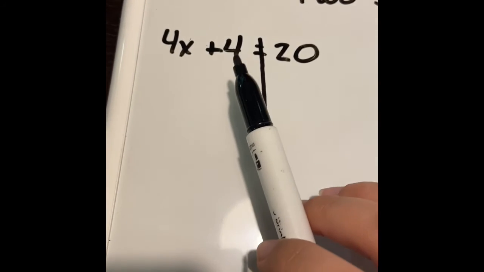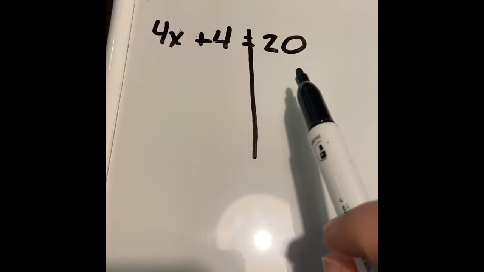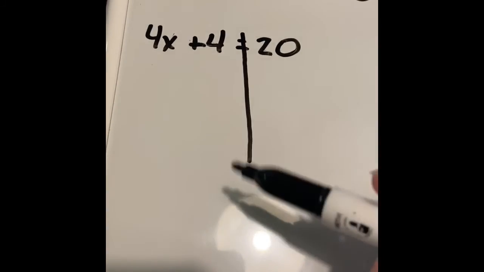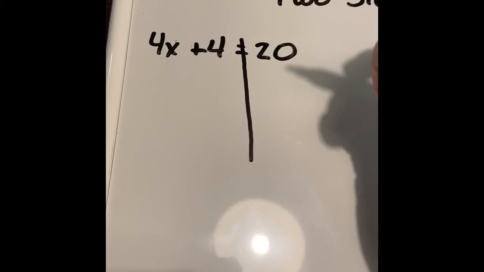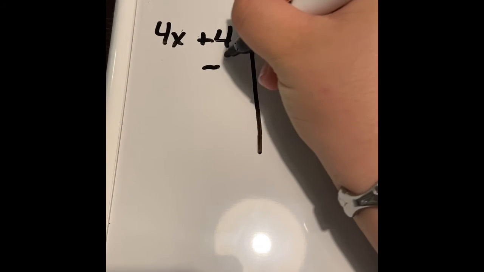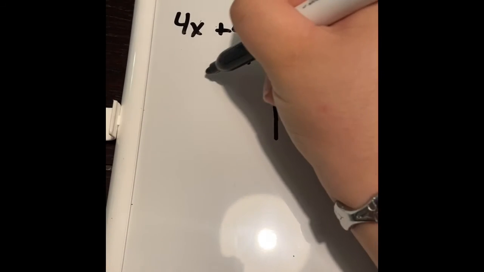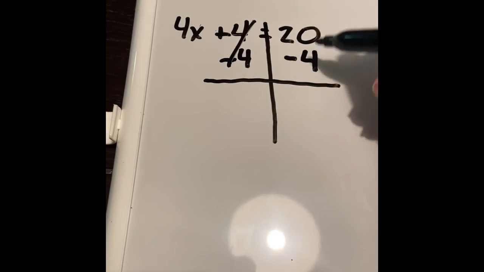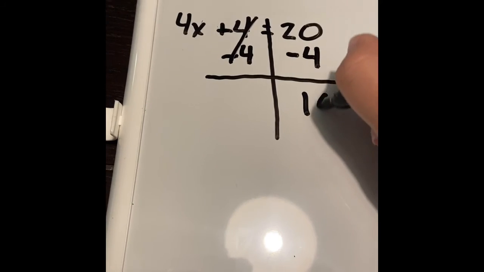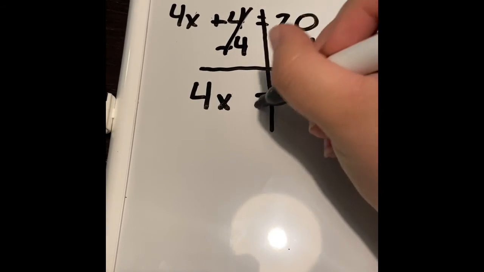So we have 4 times x plus 4 equals 20. So first step, we're going to do the inverse of plus 4 here. So the inverse of plus 4 is subtracting 4. So minus 4, and then minus 4 on the other side. All right, these guys cancel out. And 20 minus 4, 16. So we have 4x equals 16.